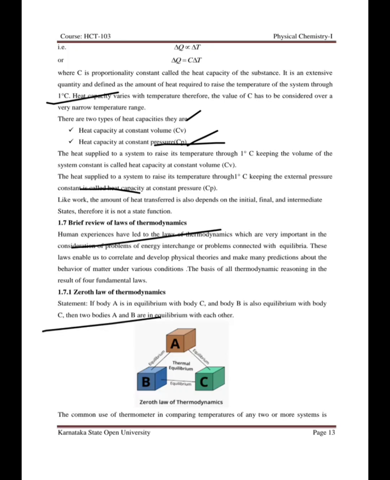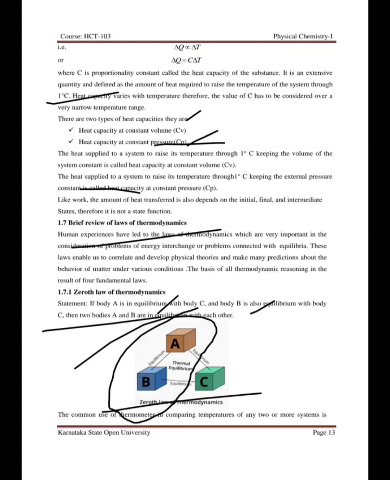Coming to the zeroth law of thermodynamics: if body A is in equilibrium with body C, and body B is in equilibrium with body C, then bodies A and B will also be in equilibrium. That is what the zeroth law of thermodynamics states. So if system A is in equilibrium with B and B is in equilibrium with C, A and C are also in the equilibrium state.